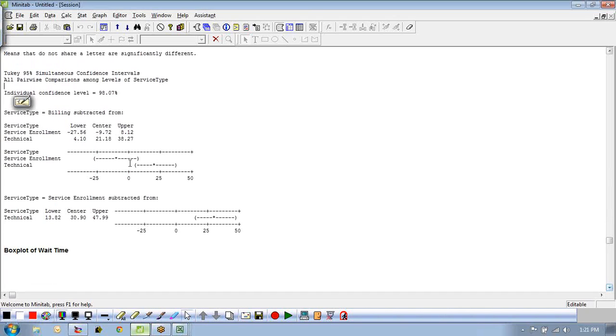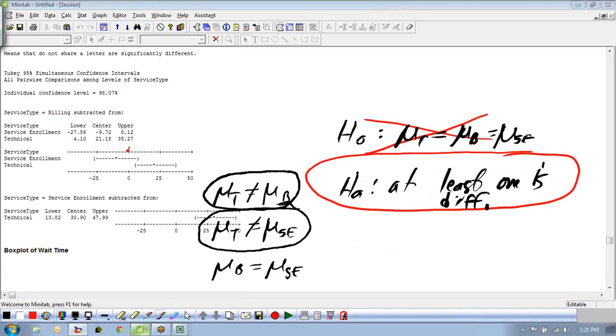So what Minitab does now is it compares all of the things together. The first one it does right here is service type equals billing subtracted from. So the first one says billing subtracted from service enrollment, billing subtracted from technical. Think about it this way: what Minitab's really doing is drawing a line right here at 0. It draws a better line than I do. And it tries to check to see if the confidence intervals overlap. If they overlap, we can't say they're different. If they don't overlap, we can say they're different.